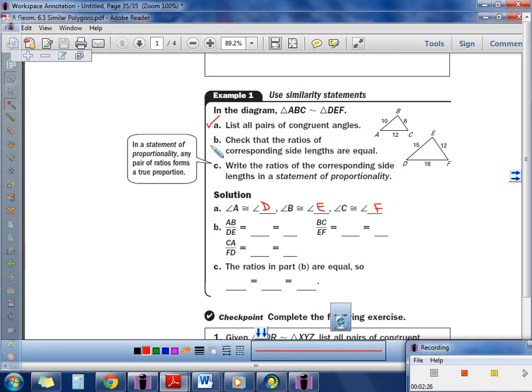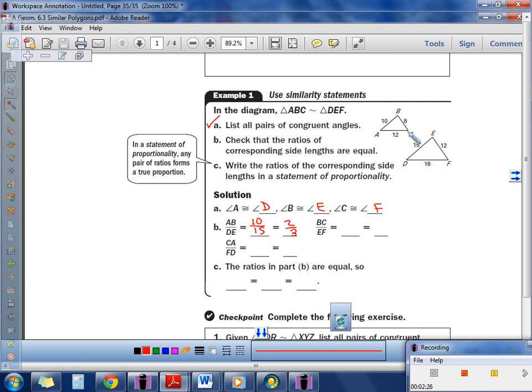Part B is a little trickier. Part B, to check that the ratios of the corresponding sides are equal, you need to find the sides that correspond. So they look at AB, which is 10, and that matches with ED, which is 15. So I'll write 10 over 15, and that fraction simplifies to 2/3. Now here's my goal. I want them all to simplify to 2/3. If they don't all simplify to 2/3, what could you tell me? Not similar. Good job. Not similar.